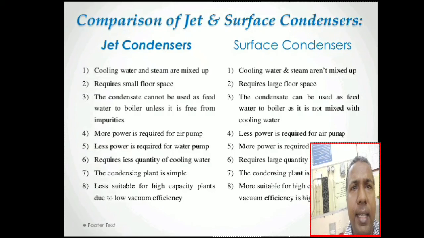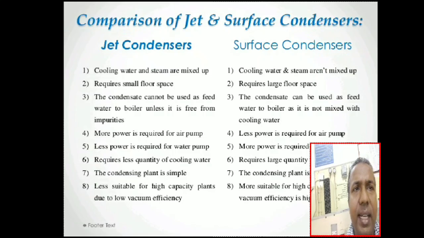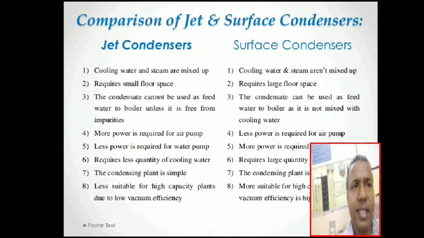In jet condenser, the condensate cannot be used as feed water to boiler unless it is free from impurities. In surface condenser, the condensate can be used as feed water to boiler as it is not mixed up with the cooling water. In jet condenser, more power is required for air pump. In surface condenser, less power is required for air pump. So these are the comparisons between surface condenser and jet condenser.